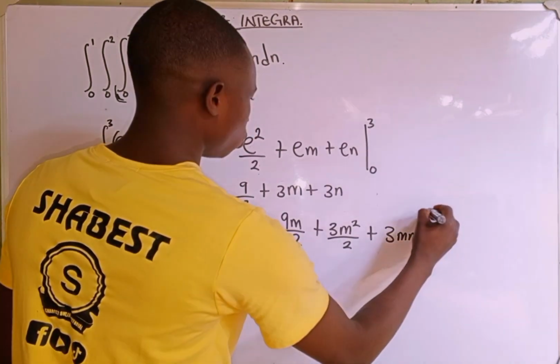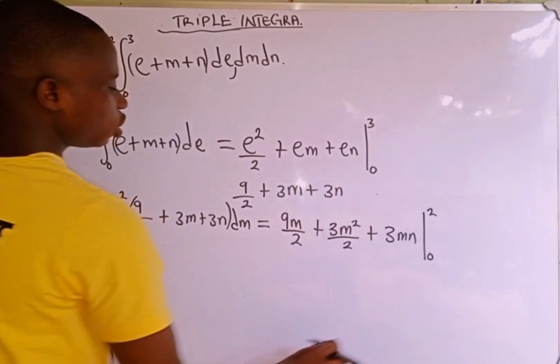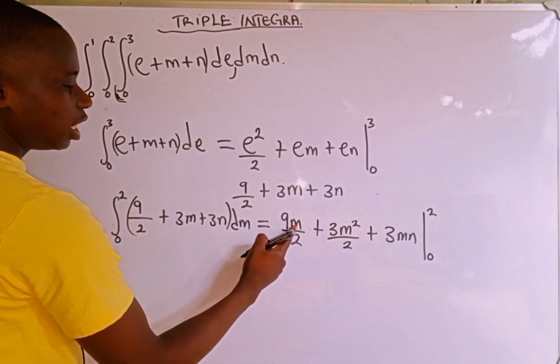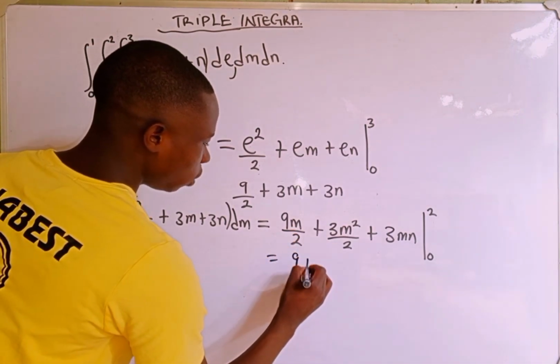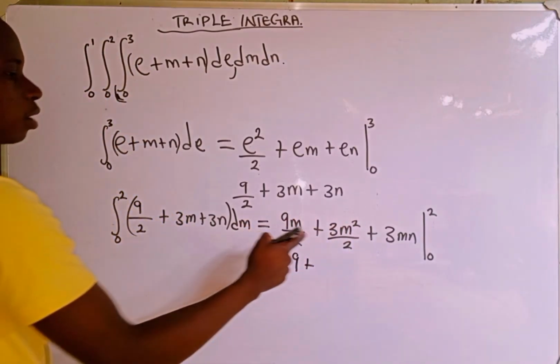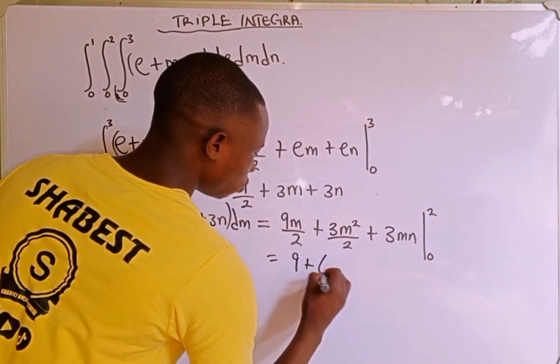From 0 to 2. So if you substitute, first of all, we're going to substitute the upper limit, which is 2. So if you put 2 here, 9 multiplied by 2 is going to be 18. Then 18 divided by 2 is the same as what? The same as 9. Then plus, if you substitute 2 here, 2 raised to the power of 2 is 4. Then 3 multiplied by 4 is going to give us 12. 12 divided by 2 is going to give us 6.